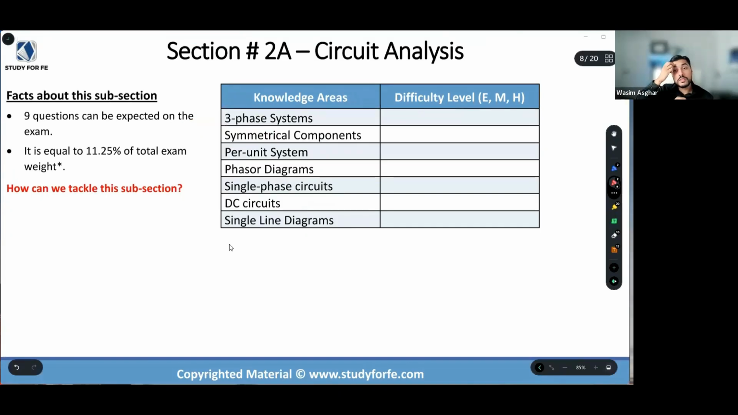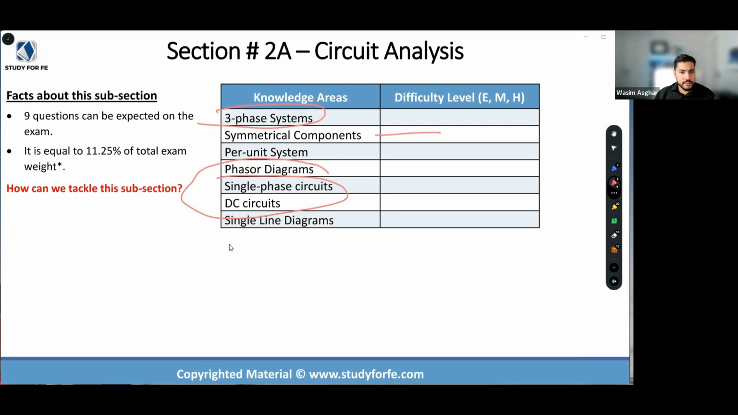Okay, moving on to 2A, circuit analysis. The way I look at this section is really the transition into the analytics, the more advanced, sophisticated calculation. And it starts out pretty nicely because three-phase systems, single-phase circuits, DC circuits, we've dealt with them, and along with phasor diagrams, we've dealt with them in FE.